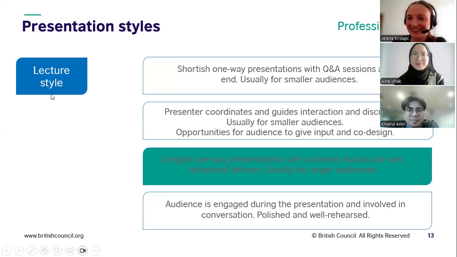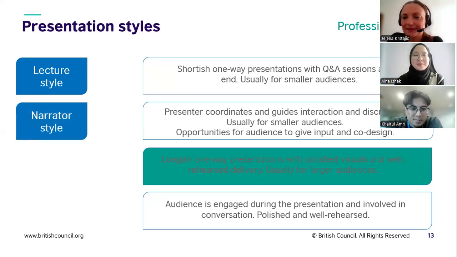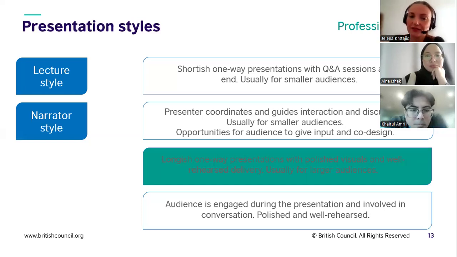Okay, interesting, interesting. Wow. Then we have, sometimes people call it, the narrative style, or the narrator style. What do you think? Which out of the three that are left could be the narrative style?